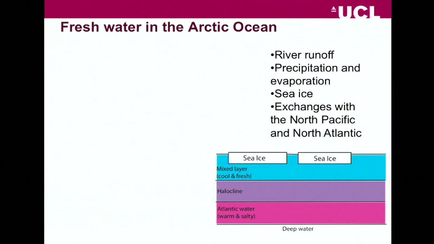Now, I've said that sea ice forms a contribution to that fresh water in the top, but it's not just that. At the beginning, you saw the map of the Arctic, and it was surrounded by continents. And as you move into the summer, the rivers in those continents thaw, and the river runoff runs into the Arctic Ocean, and that provides another source of fresh water. You've also got changes in fresh water from precipitation and evaporation, and also exchanges through those outlets that I showed you into the North Pacific and North Atlantic.